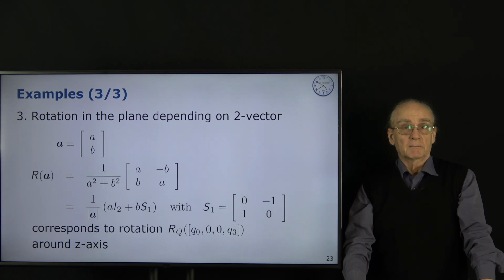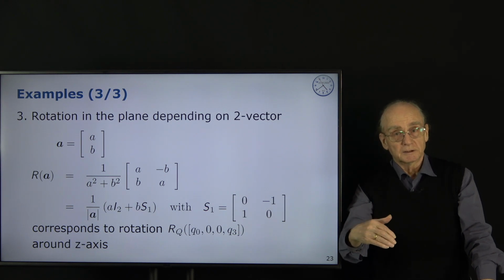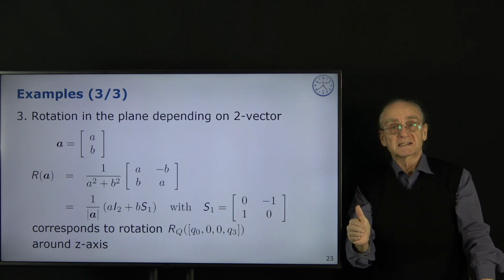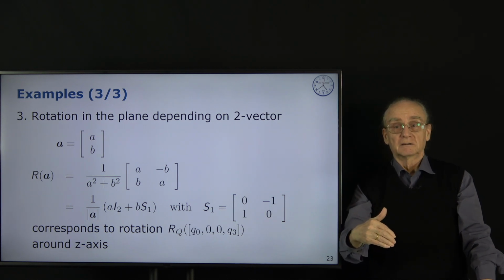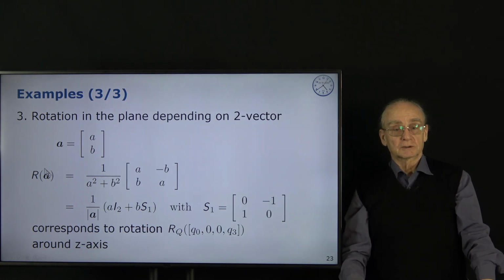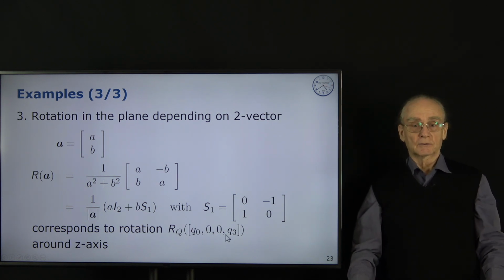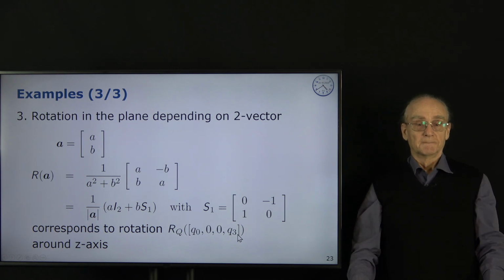And we remember that the rotation in 2D is a rotation around the z-axis in 3D. So this rotation corresponds to a rotation in 3D with some q0, which only defines the angle, and the axis (0, 0, q3). So you see here this is the rotation around the z-axis.